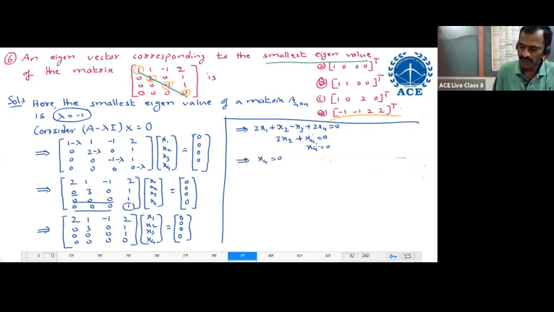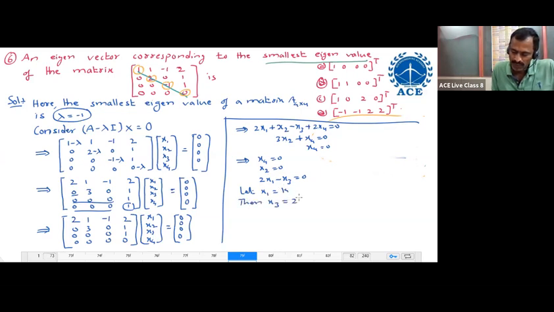x4 equal to 0. If we substitute this in the second equation, we get x2 equal to 0. If we substitute these two in the first equation, the equation will be 2x1 minus x3 equal to 0. x2, x4 are known, but x1, x3 are unknown only. Now we have to find x1, x3. This equation is in two variables. If we give some value to x3, we get some value for x1. Let us consider x1 equal to k. Then x3 equal to 2k.